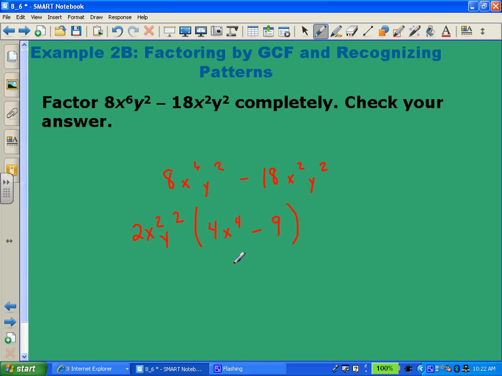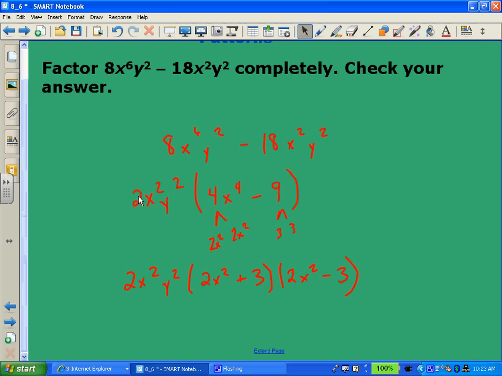Okay, now notice here, what I see is I have difference of two squares. This is going to be 2x squared times 2x squared, and this is 3 times 3. So I'd have 2x squared y squared, and then since this is a difference of two squares, I'd have 2x squared plus 3 and 2x squared minus 3. I'll look it over real quick to see if there's any common factors in my parentheses. There's not. So now this is completely factored.